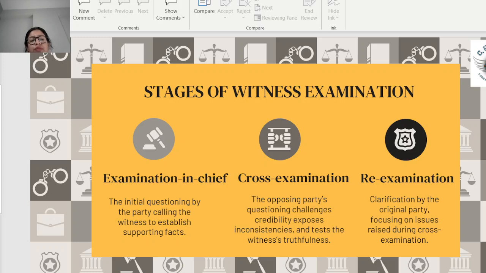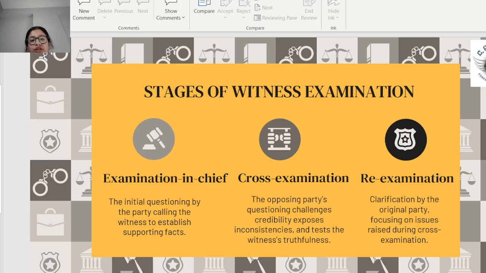And we always have to make sure that all these relevant facts are properly examined. So whatever facts the witness gives us in all these three stages, we have to make sure that whatever they provide is properly examined with the evidence that we already have.